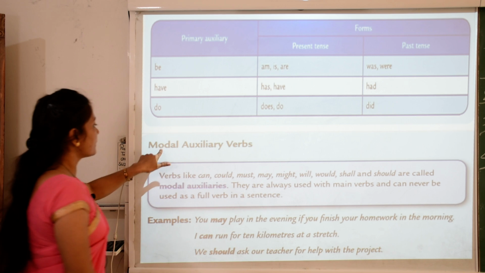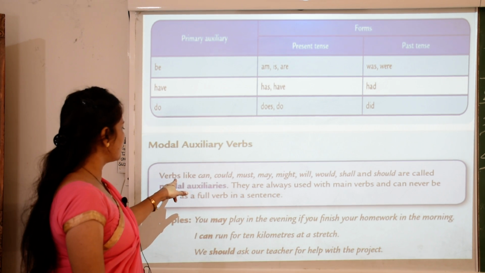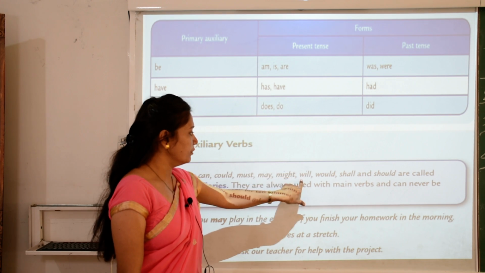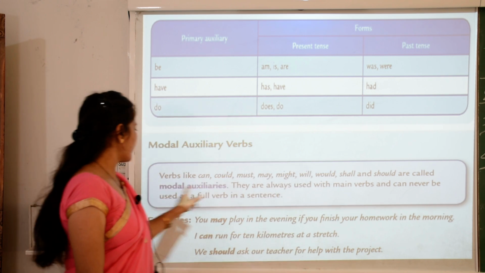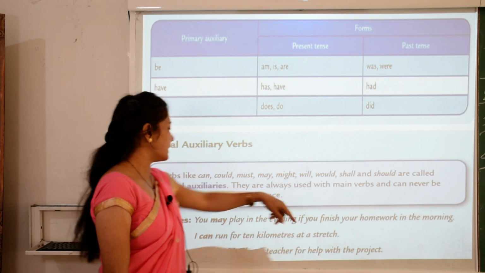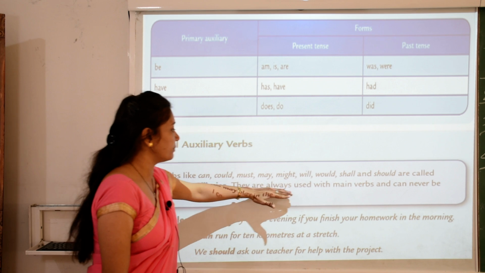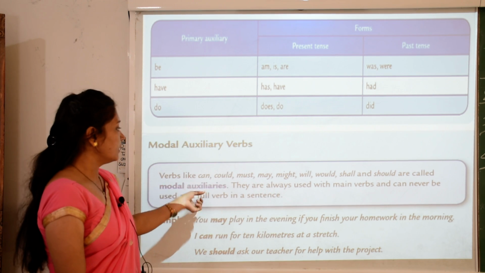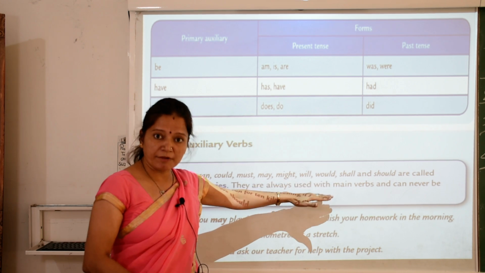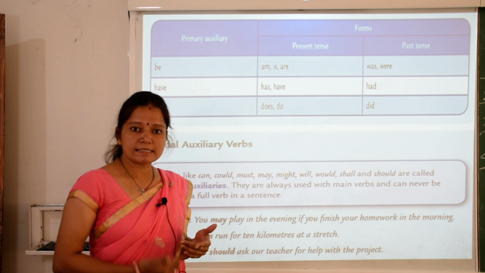Now modal auxiliary verbs. So let's see what the modal auxiliary verbs are. Verbs like can, could, must, may, might, will, would, shall and should are called modal auxiliaries. They are always used with main verbs and can never be used as a full verb in a sentence. So you have to keep this in your mind, students, that we always use modal auxiliaries with the main verb, and they cannot be used as a full verb in the sentence.